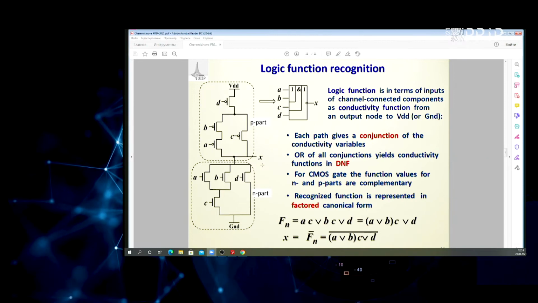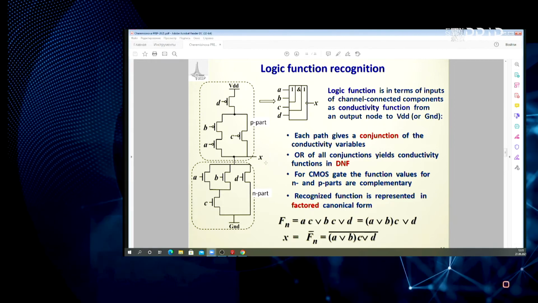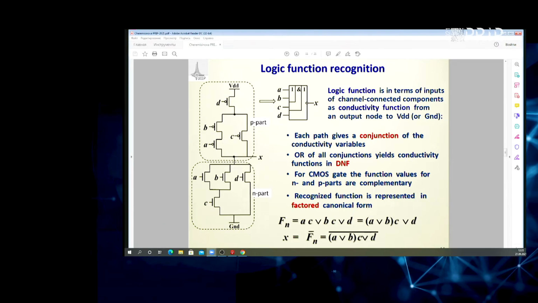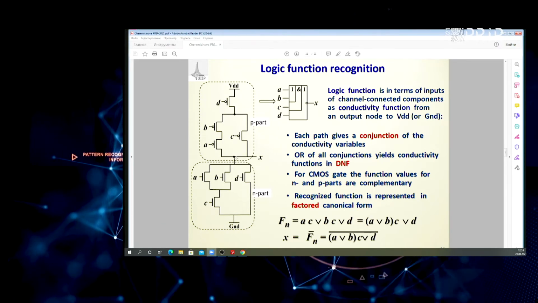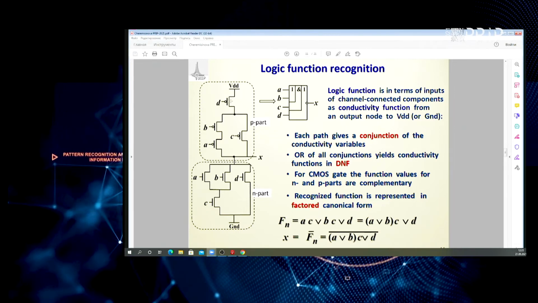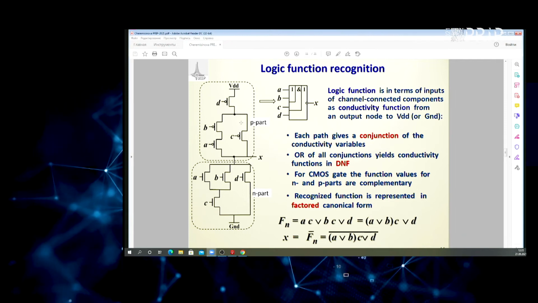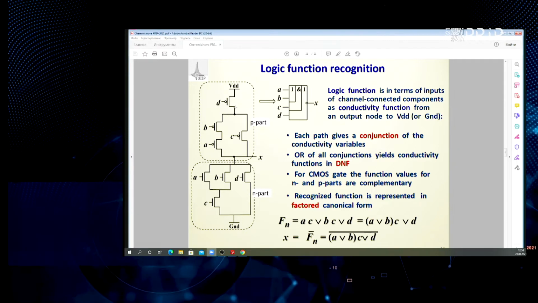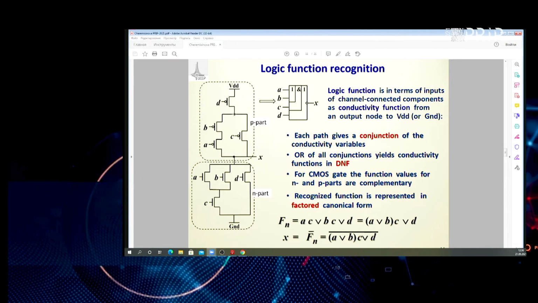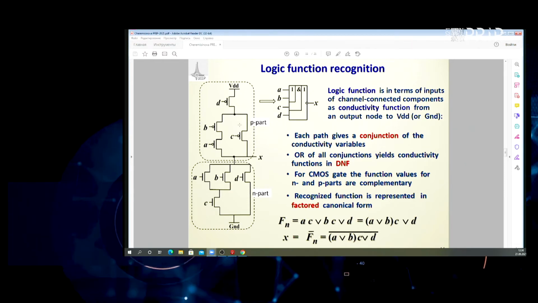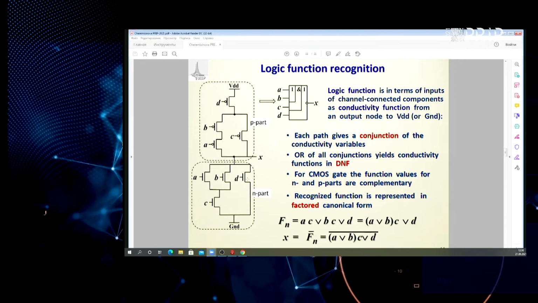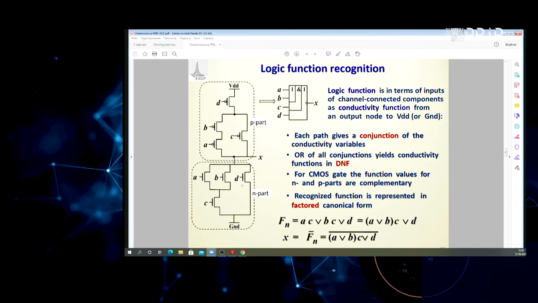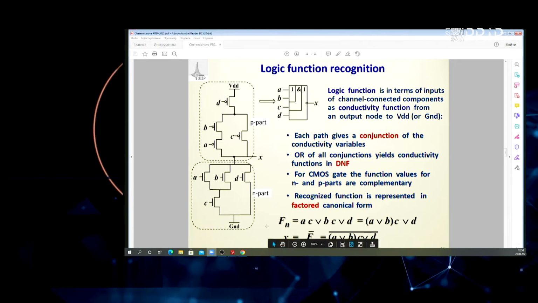The logic function expression that is implemented by pull-down or pull-up networks is formed by tracing passes between power terminals and the connection point. Each pass gives a conjunction of the connectivity variables fed to gate terminals. The OR of all conjunctions yields the conductivity function in disjunctive normal form. For a CMOS gate, the functions implemented by these blocks must be complementary. Otherwise, the structure is not a CMOS gate.